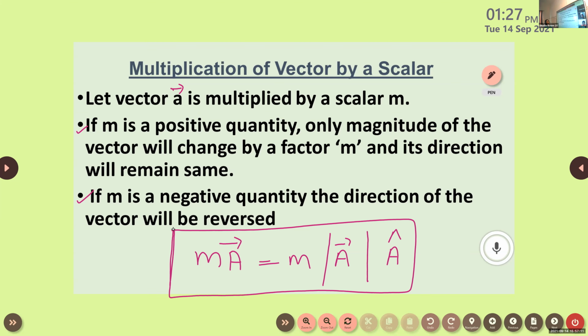Write the definition for multiplication of vector by scalar and the two characteristics of the multiplication of vector by scalar. Here we have the mathematical representation for multiplication of vector by a scalar. Here M represents the scalar quantity and vector A represents the vector. So here a scalar quantity is multiplied with the vector. Then we get M times magnitude of vector A into unit vector A cap.